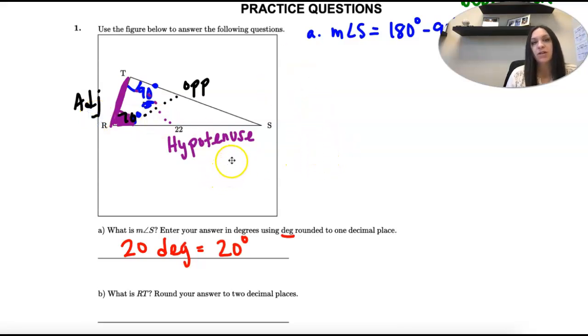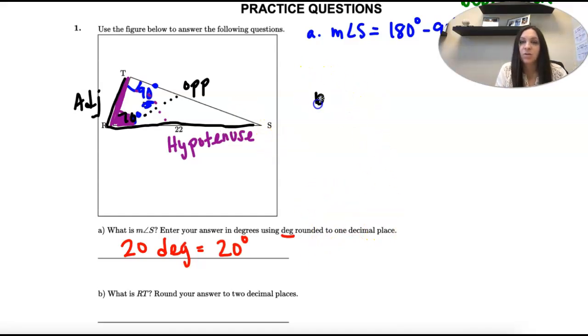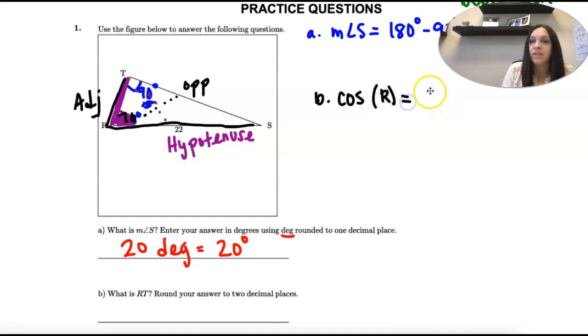So now we're going to use our trig functions, and to determine which one we need to look at what we're looking for and what we have. So we have the hypotenuse and we need the adjacent. So which trig function uses the adjacent and the hypotenuse? And you might need to go back and look at your 2.1 notes if you're not sure. But it is cosine. So cosine of some angle, we're going to use R, is equal to the adjacent side over the hypotenuse. So let's plug in what we know.